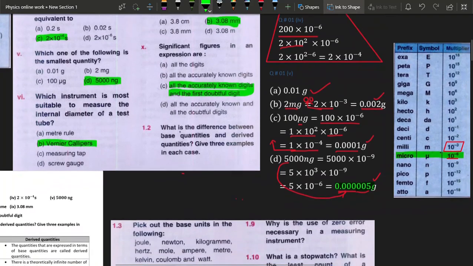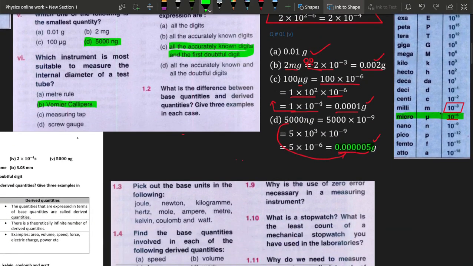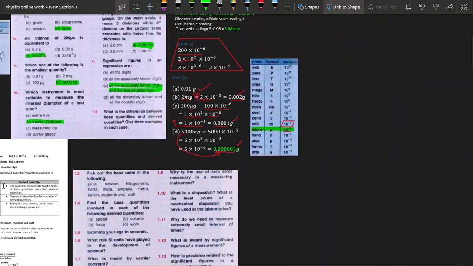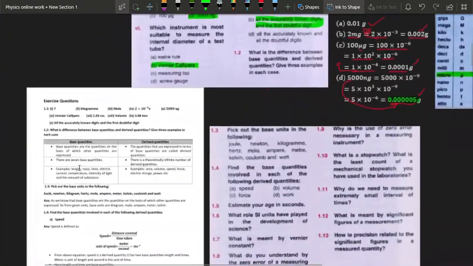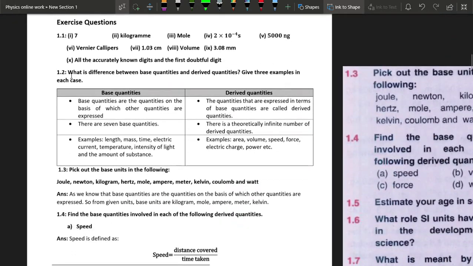Now let's move towards the theoretical questions. So the first question is, what is the difference between the base quantities and derived quantities? Now we will see the answers in this. We already studied about the base and derived quantities.